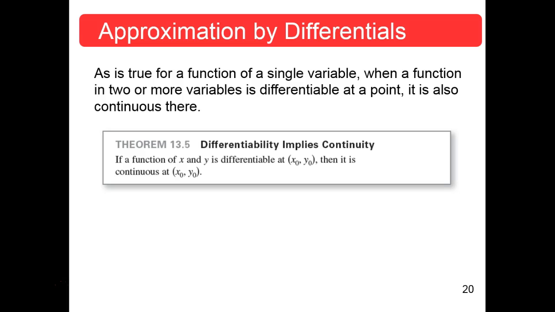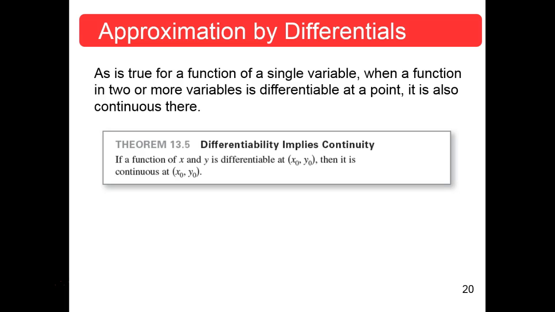Okay. So, as is true for a function of a single variable, when a function of two or more variables is differentiable at a point, it's also continuous there. If it's differentiable at a point, it must be continuous. Because if it's discontinuous, how could it be differentiable? You just can't have that. So, differentiability implies continuity. Continuity doesn't always imply differentiability. You can be continuous like this, but if you have two different slopes, one here and one there, that's not differentiable at that point. Differentiable before that and after this. But if it's differentiable, it's got to be continuous.